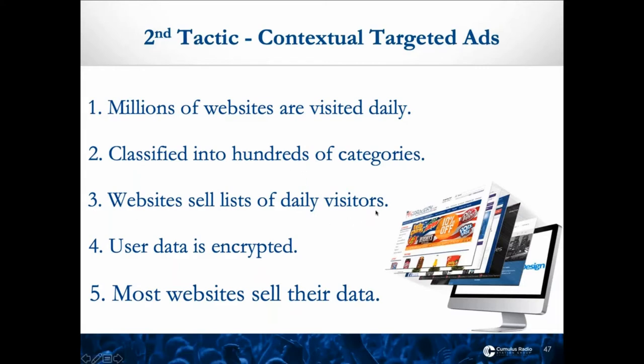Because what we do is these websites sell the lists of these daily visitors. Now, this is not personal information. These are all encrypted numbers, if you will. And what we do is we go in and we purchase this information to serve ads to someone in a very specific category. So in this case, with Manpower, it would be unemployment or, you know, jobs or someone who's looking for employment. And we would serve ads to them.